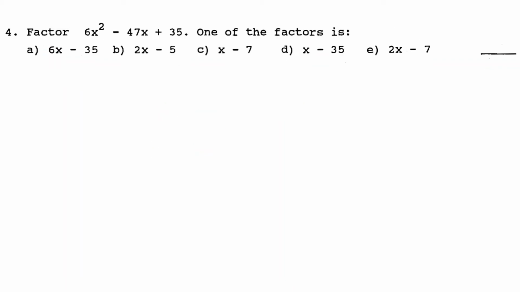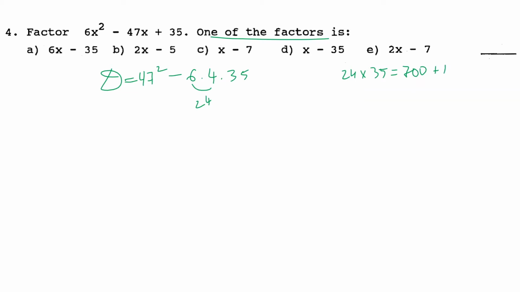Next, factor this guy and one of the factors. Again, I'm afraid I have to use quadratic equation. So here it's 47 squared minus 6 times 4 times 35. That's my discriminant. All right, so 47 squared. Let me just do the long multiplication. Well, actually, so here 24 and 35. So 24 multiplied by 35 is equal to 700 plus how much? 140. So it's 840. All right, good.